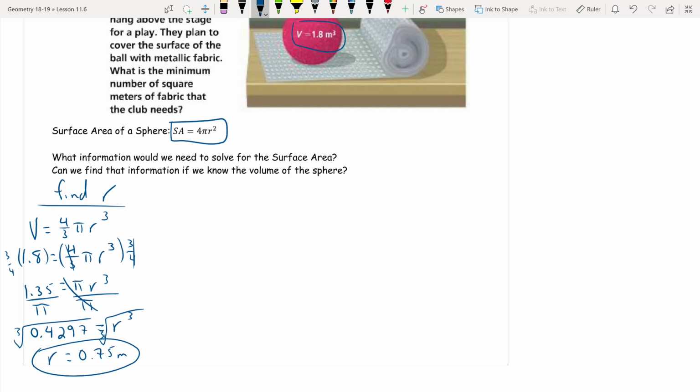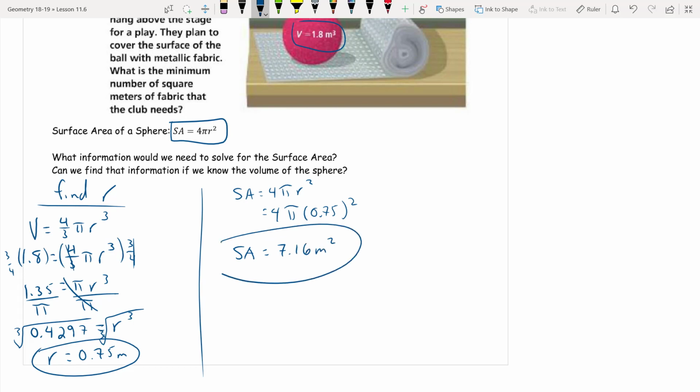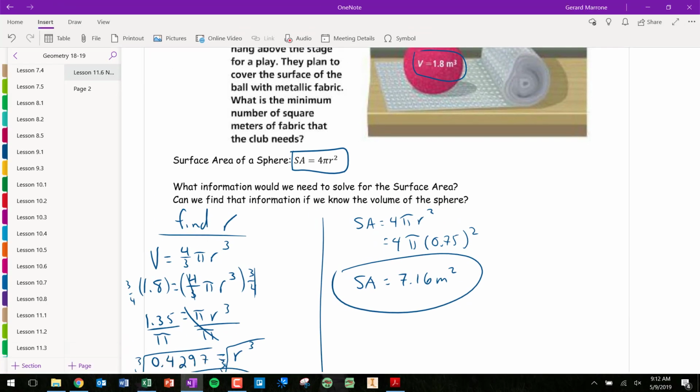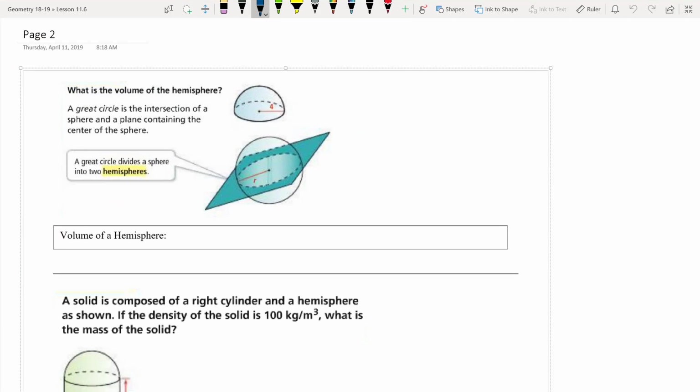And if I'm then going to find my surface area for part 2, the surface area is 4 times pi times the radius squared. So that equals 4 times pi times 0.75 squared. And if we work our way through that math, we end up with a surface area of 7.16 square meters. So that's the minimum amount of fabric that they can use to cover that figure.